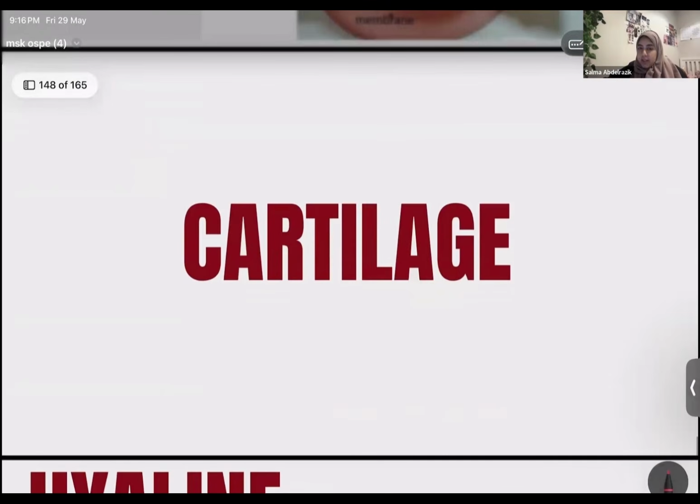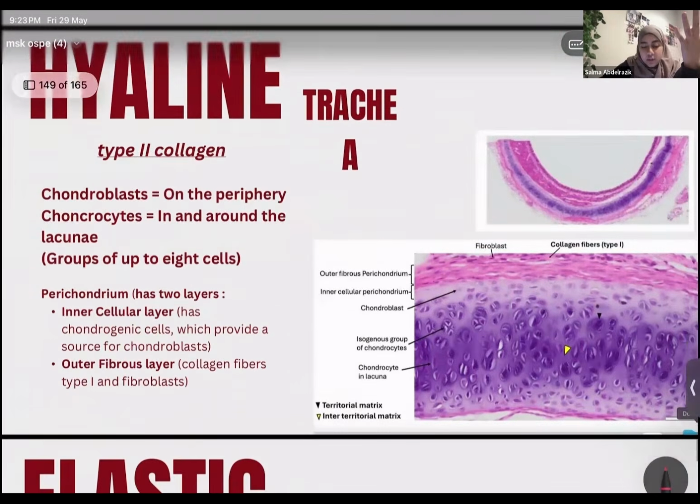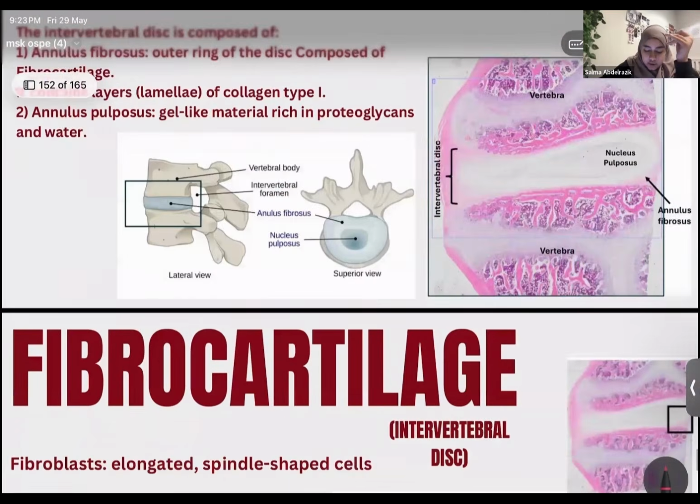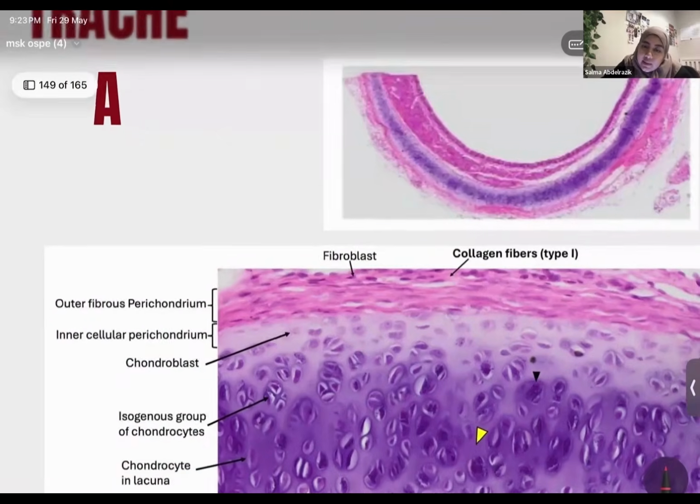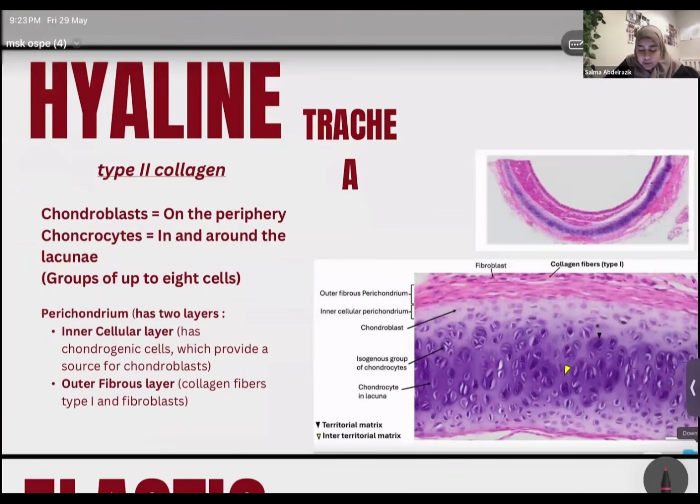Awesome. Cartilage, guys. We have three types of cartilage: hyaline, elastic, and fiber cartilage. Let's talk about hyaline first. Hyaline is usually found in the trachea, and if they get you a slide, it's gonna be this beautiful slide, printed or something. You have to know that hyaline is type 2 collagen. You have chondroblasts, chondrocytes, and of course perichondrium, which surrounds everything. The perichondrium is divided into two: inner cellular because it has all the cells, and outer fibrous for protection. Of course it's in the trachea. It's pink and purple. It's a really cute slide.